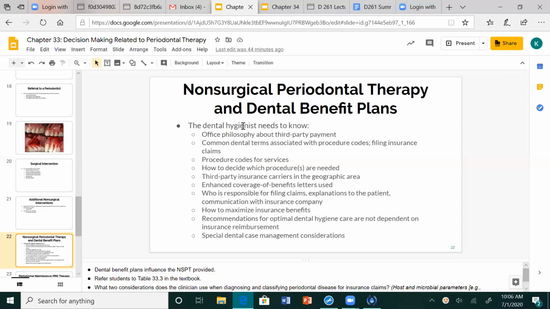That way you guys can understand, because that's something that I wish I knew a lot more about before I came out. I didn't even know what a prophy was coded as. I didn't know it was coded as 1110, okay? So I want you guys to be able to understand insurance stuff. For right now, I'm not super concerned. I just want you guys to be practicing the proper coding, okay?